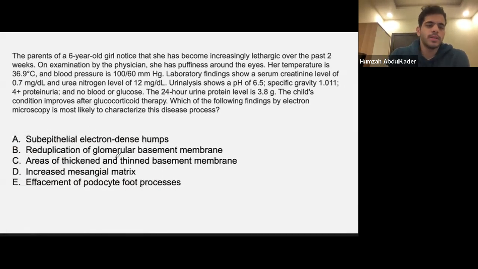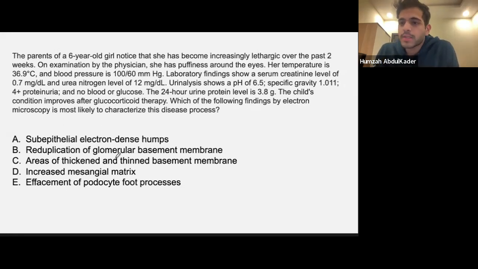The parents of a 6-year-old girl noticed that she has become increasingly lethargic over the past 2 weeks. On examination by the physician, she has puffiness around the eyes, her temperature is 36.9, and blood pressure is 100/60. Laboratory findings show a serum creatinine of 0.7 and urine nitrogen of 12. Urinalysis shows a pH of 6.5, specific gravity of 1.011, and 4+ proteinuria, and no blood or glucose. The 24-hour urine protein level is 3.8 grams. The child's condition improves after glucocorticoid therapy. Which of the following findings by electron microscopy is most likely to characterize this disease process?